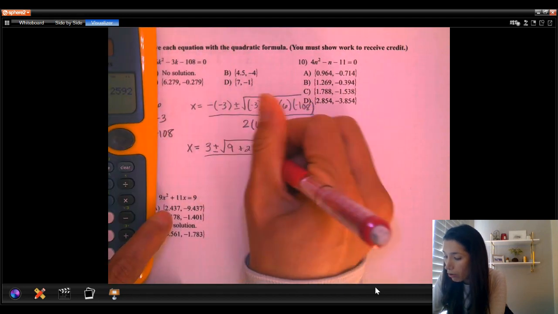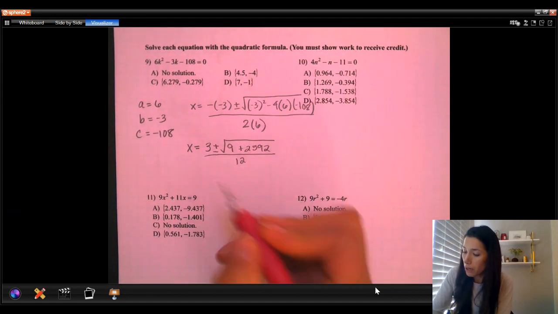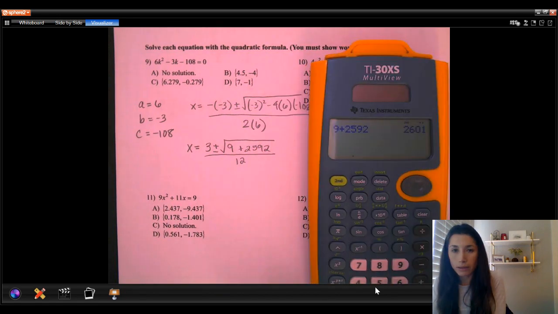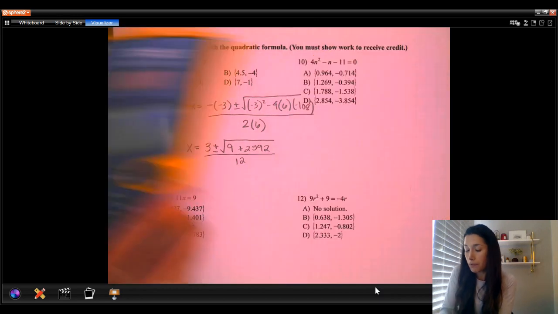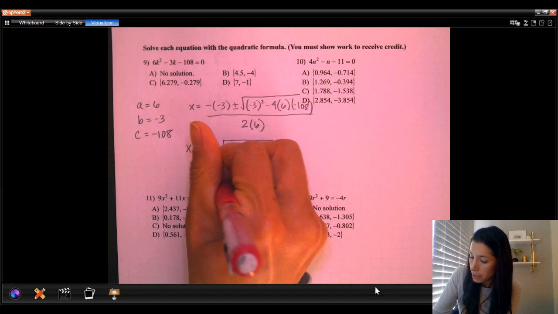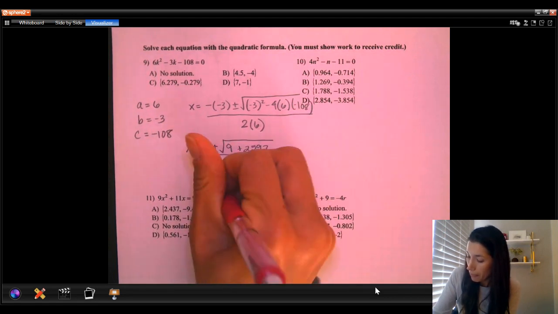And that's going to be all over 12. Okay, so from here, we're going to go ahead and add those two values together. And then let's take the square root of that number. And it's going to be 51. So we're going to have two answers. We're going to have x equals 3 plus or minus 51, all divided by 12.